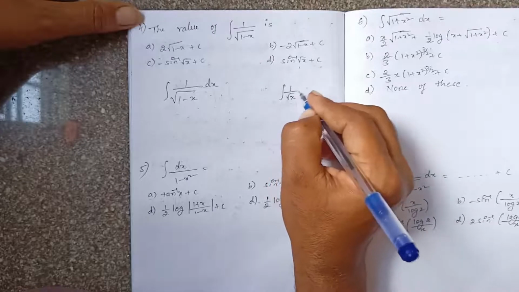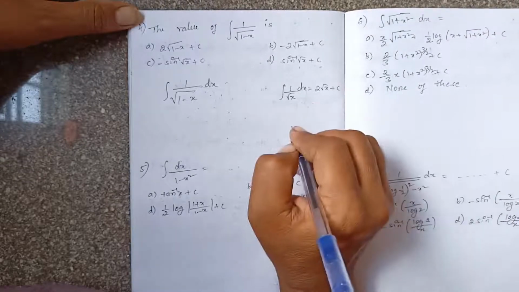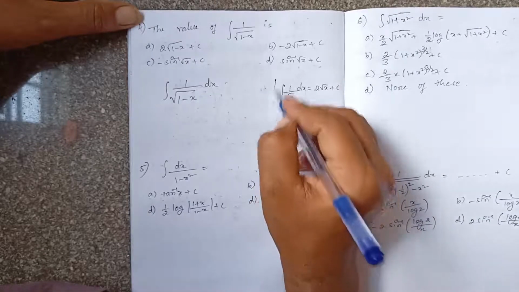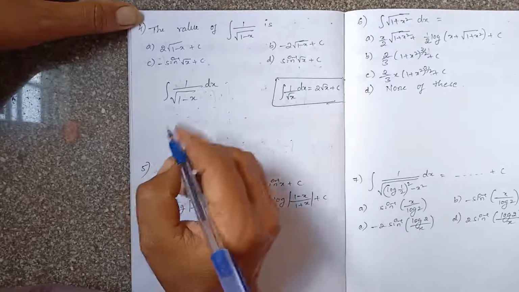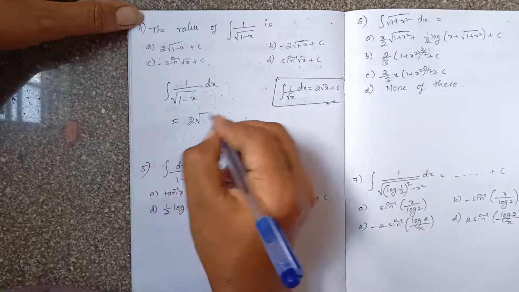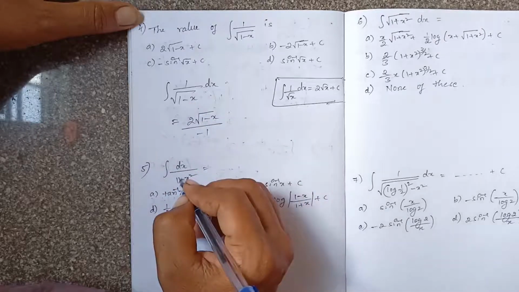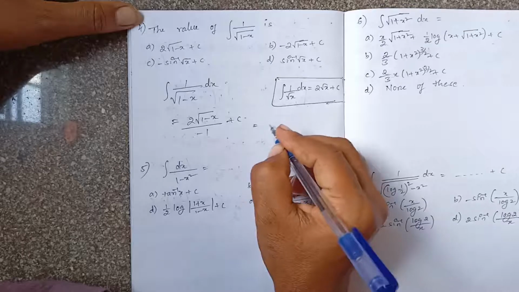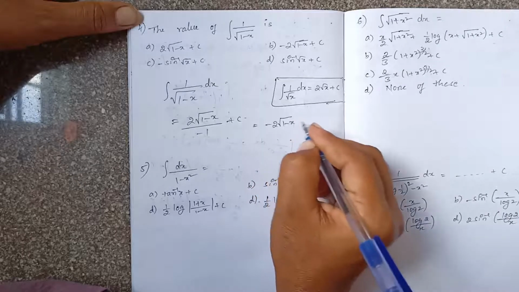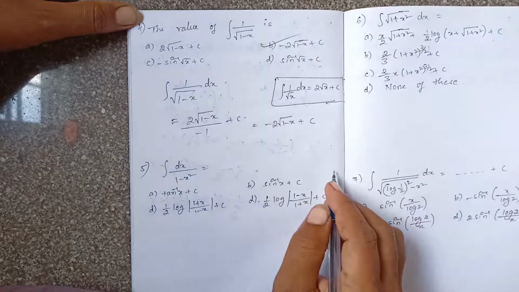The integration of 1 by root x with respect to x is 2 into root x plus c. You remember this as a standard formula. So it is of the same kind. So 2 into square root of 1 minus x divided by the coefficient of x. What is the coefficient of x? Minus 1, plus c. How will you write it? Minus 2 into square root of 1 minus x plus c. Which option here? Option B is the correct one.